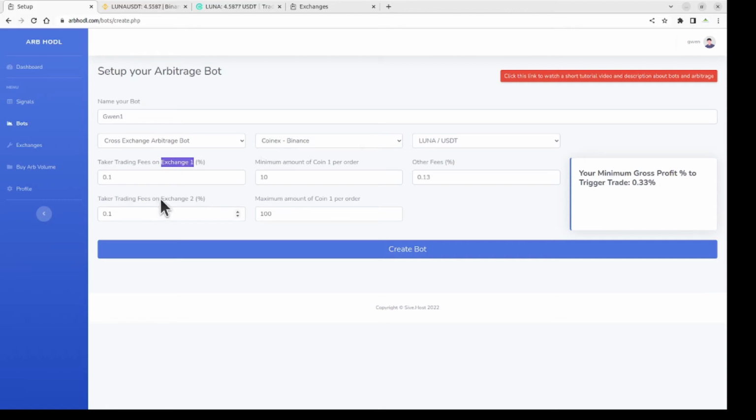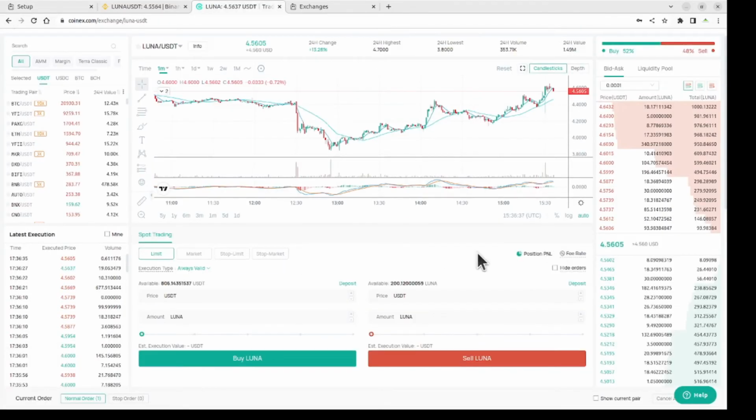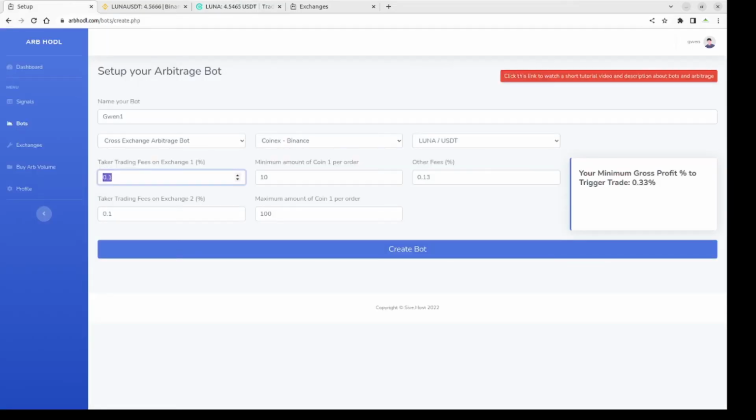To find out the correct answers here, we need to go to the exchanges and check the fees they charge us there. So we start with Exchange 1, Coinex. With Coinex, it is easy because you just pass your mouse here. And we only care about the taker fee because our bot will always be a taker by design. Copy that and paste it here. So our correct answer is 0.3%.